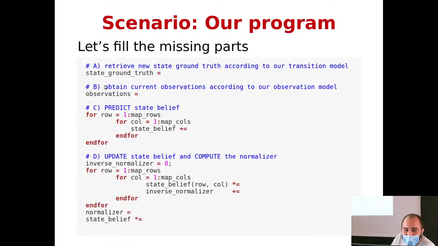So, set of observations, this is our prediction. We will update the state belief at the current step using the previous state and the control. Then we have the update step where we compute the state belief and the inverse normalizer to get a proper probability distribution. That's why the inverse normalizer is important.